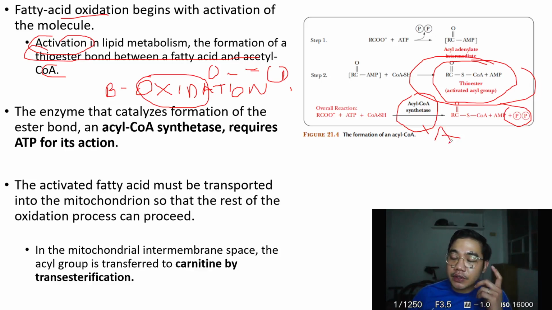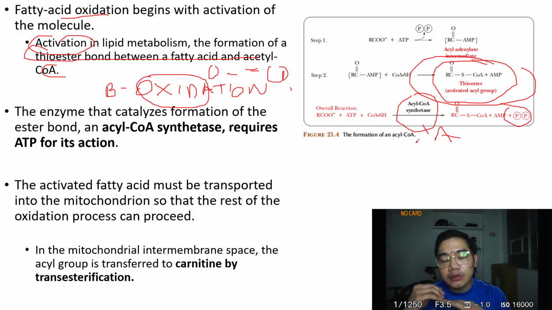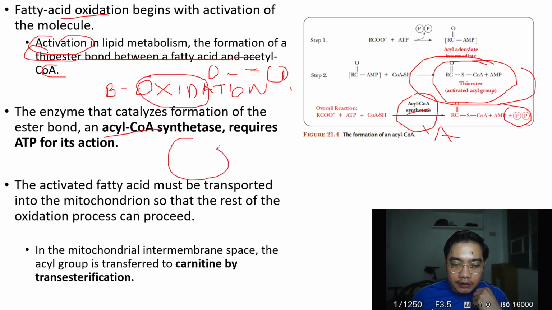So like in most things in the body, you need to put something in to get another thing. In order to make ATP, you need to give ATP. It's like in business, you need to put in capital so that you can get earnings. So the acyl-CoA synthetase needs ATP, and this is within the cell, in the cytosol. This free fatty acid is in the cytosol.